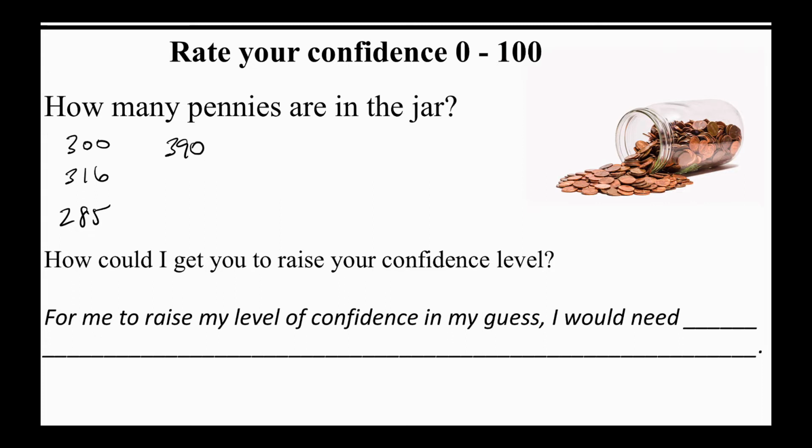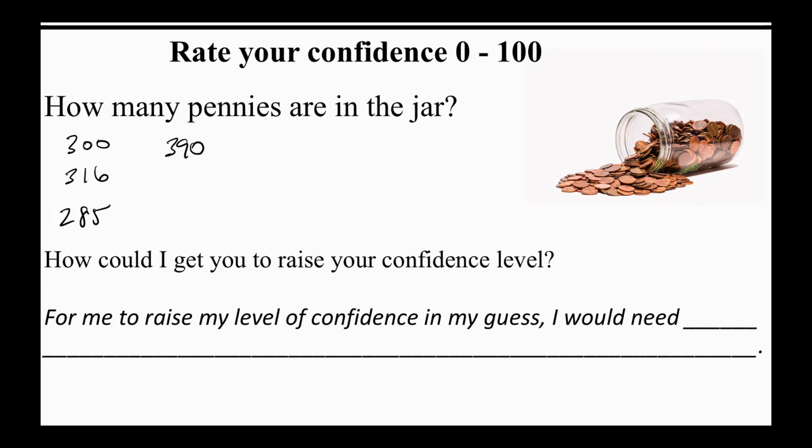Because each penny is probably different. There's oxidation on some of these pennies, some are older, so the weight might be different, and you're talking a fraction of a gram. So if I gave you an interval, like if I said the interval could be 100 pennies wide, so instead of 300 you could say between 200 and 300.